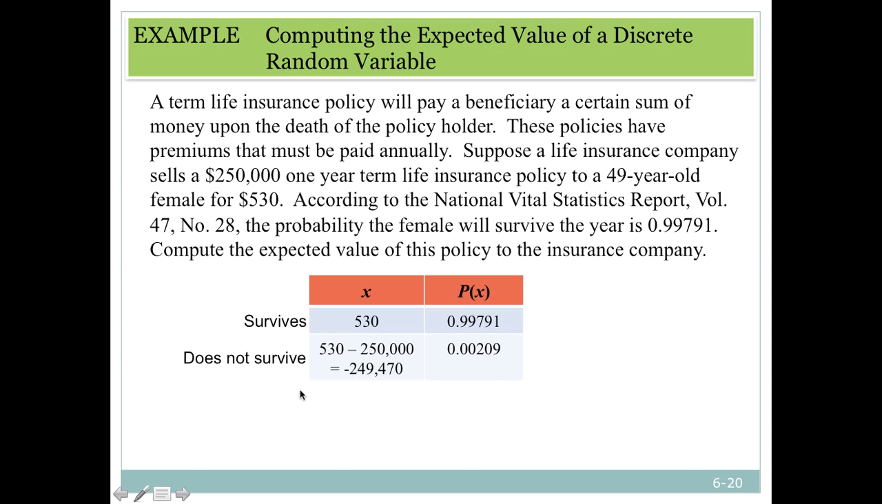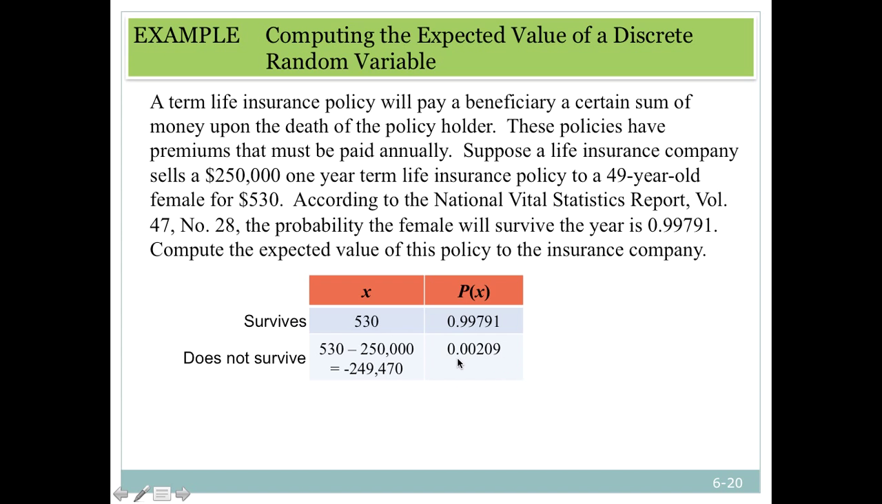Now, if the person doesn't survive, they still paid that $530, but now the insurance company has to pay out $250,000. So the cost to the insurance company is $249,470 total. And again, that's found by taking what they made from that person, which is their annual premium, and subtracting what they pay out.